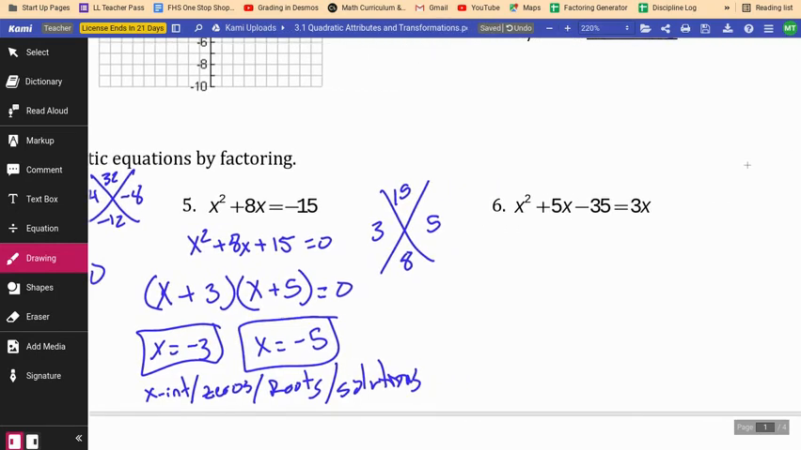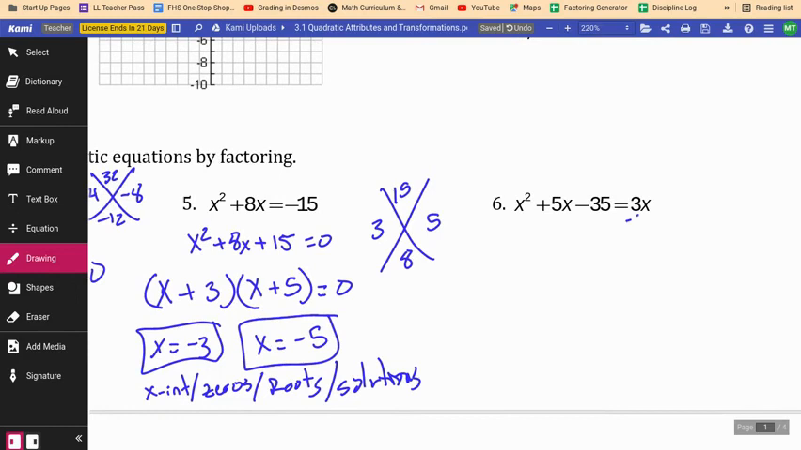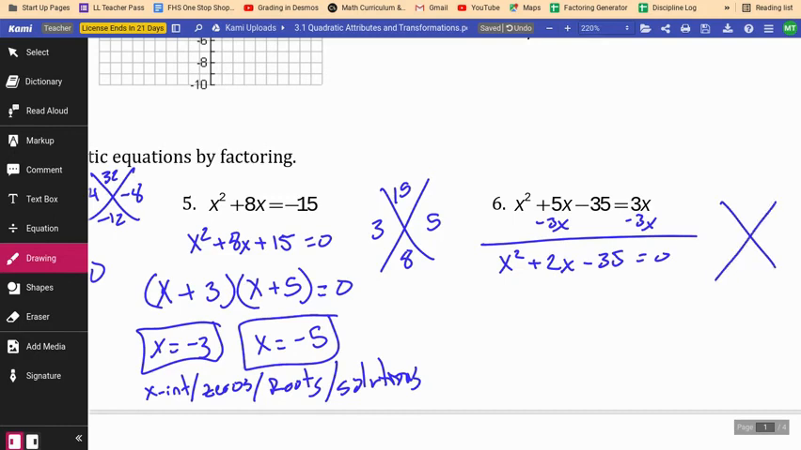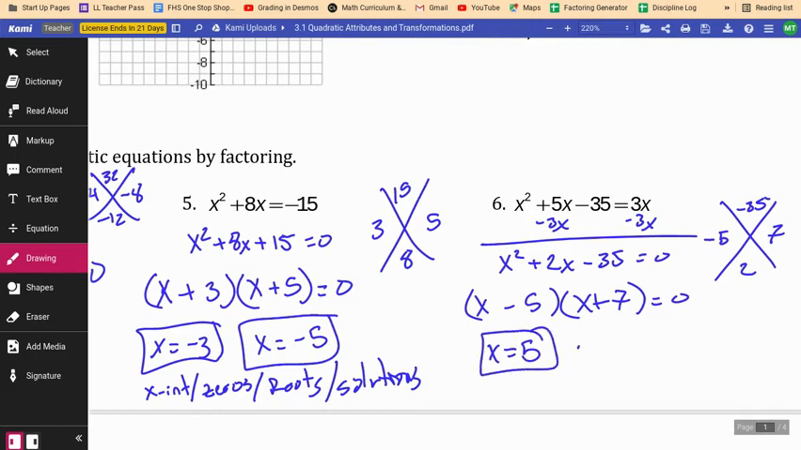All right, and then number 6, we do have to subtract 3x from both sides. That leaves me with x squared plus 2x minus 35 is equal to 0. Negative 35 up top, positive 2 on the bottom, that gives me 7 and negative 5. (x minus 5)(x plus 7). So x has to equal 5 or x has to equal negative 7. Again, that's my zeros, my x-intercepts, my roots. Those are my solutions.